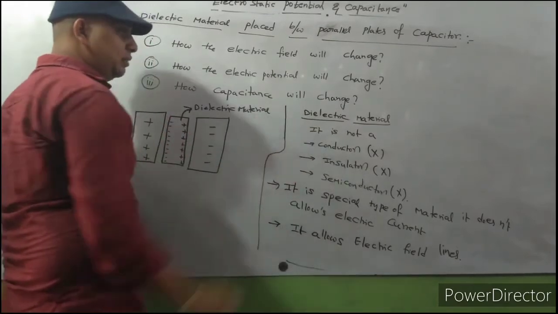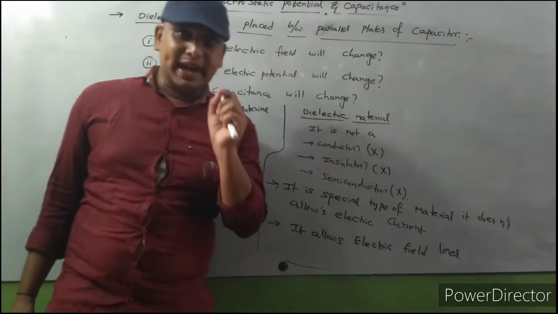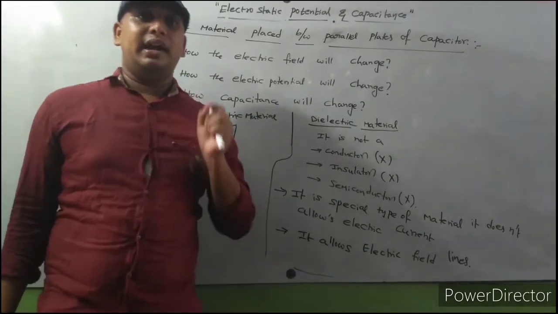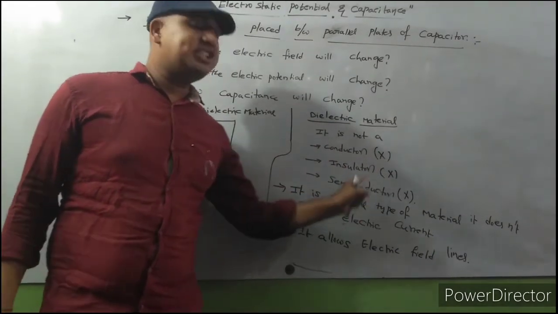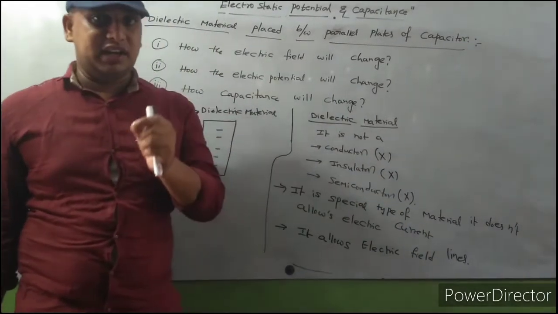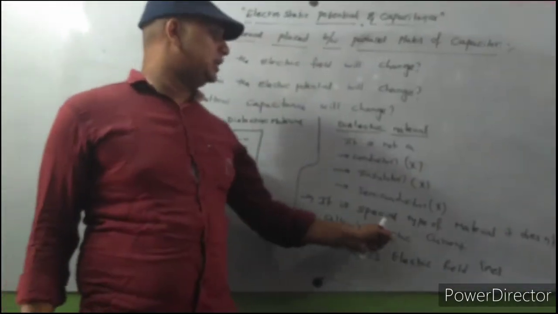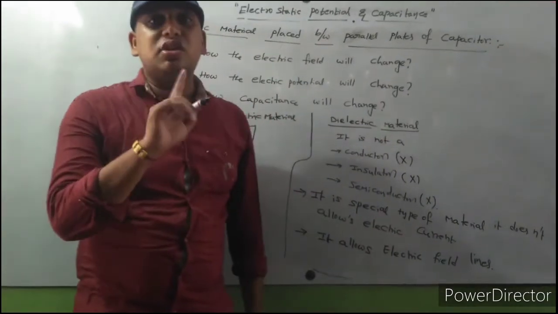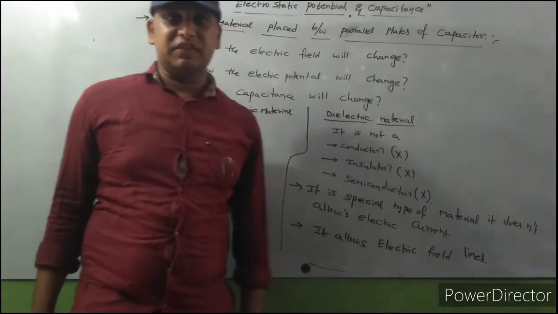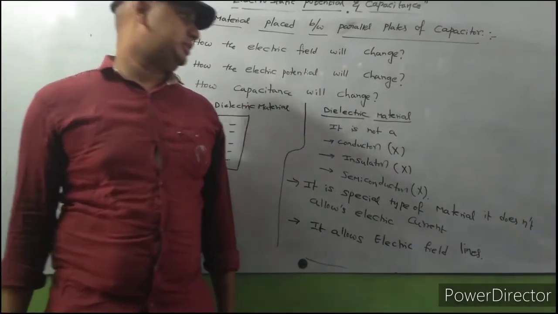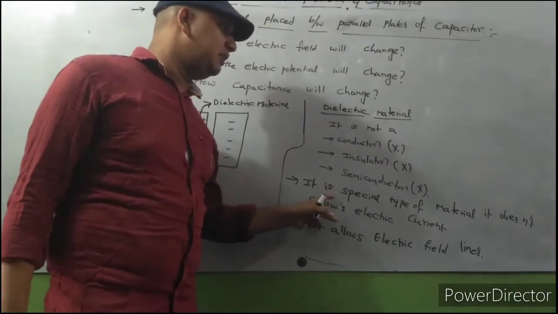What is meant by dielectric material? First of all, dielectric material is not a conductor, not an insulator, not a semiconductor. It is a special type of material. It does not allow electric current. It allows electric field lines. These two points are very, very important.